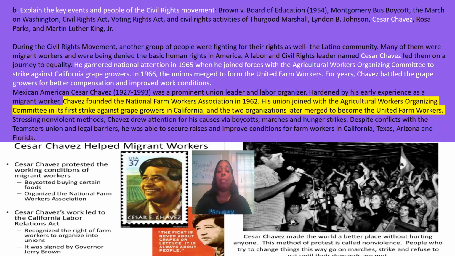Stressing nonviolent methods, much like Martin Luther King Jr., he drew attention to his causes via boycotts, marches, and hunger strikes. Despite conflicts with the Teamsters Union and legal barriers, he was able to secure raises and improve conditions for farm workers in California, Texas, Arizona, and Florida.